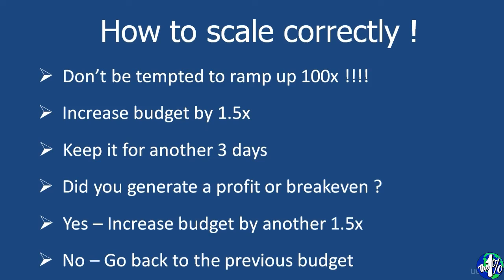But if you don't do that, what you want to do is go back to the previous budget. So any time in that loop of increasing the budget by 1.5x and holding it for 3 days, if you don't make a profit, just drop it down to where you were before. Keep it for another 3 days. If it didn't work that time, then maybe drop it back down again. Or if it did, bring it back up again. So you are making these small changes either way, and that is how you scale correctly.